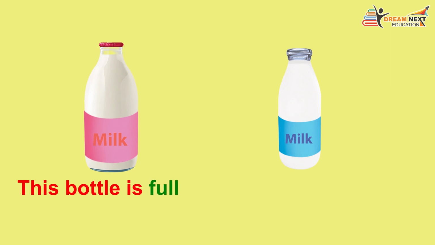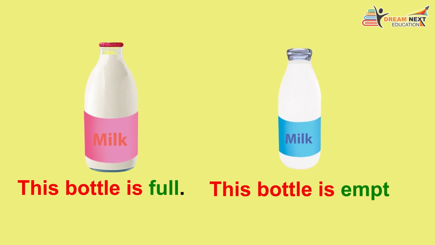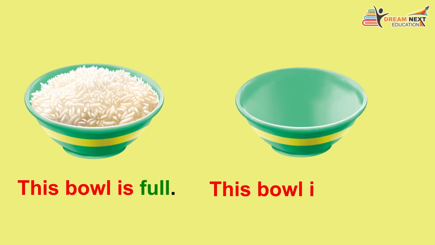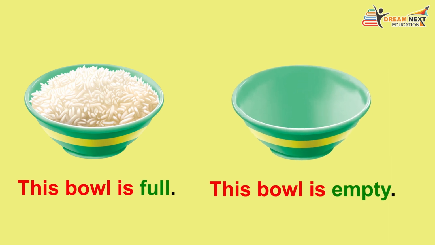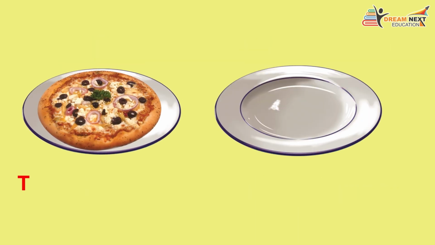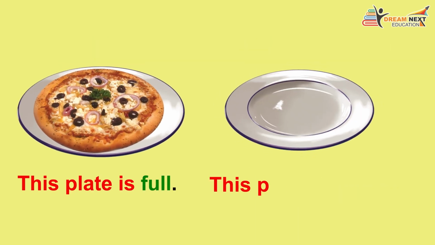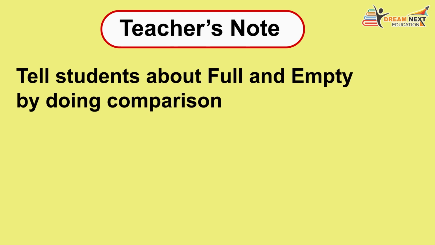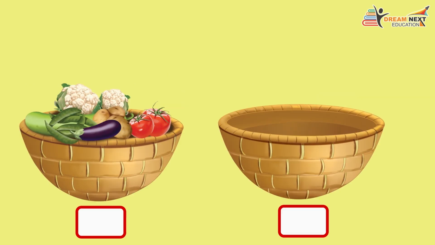This bottle is full. This bottle is empty. This bowl is full. This bowl is empty. This glass is full. This glass is empty. This plate is full. This plate is empty. Teacher's note. Tell students about full and empty by doing comparison amongst the picture.